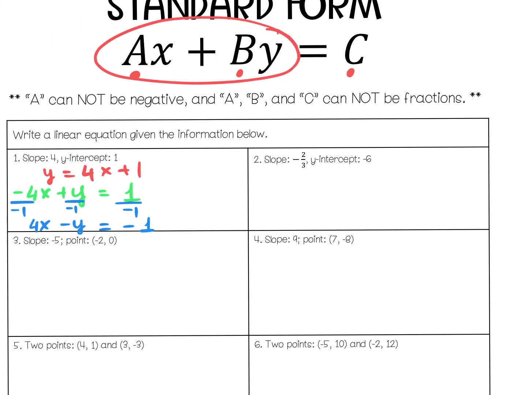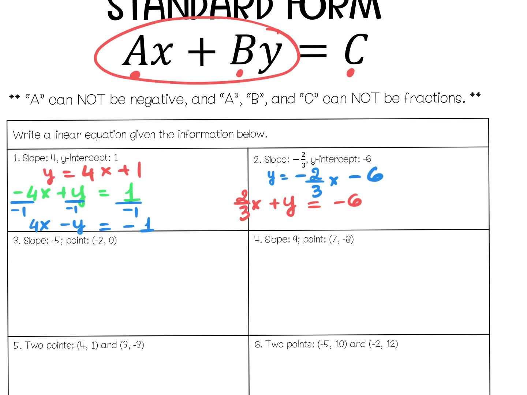Number 2, slope is negative 2/3, y-intercept is negative 6. So we will have y equal to negative 2/3 x minus 6. Okay, so we're going to put the x and the y on the same side. So add 2/3 x to the left. So we have 2/3 x plus y equal to negative 6. All right, a cannot be negative, okay? So that's good, 2/3 is positive. A, b, c cannot be a fraction.